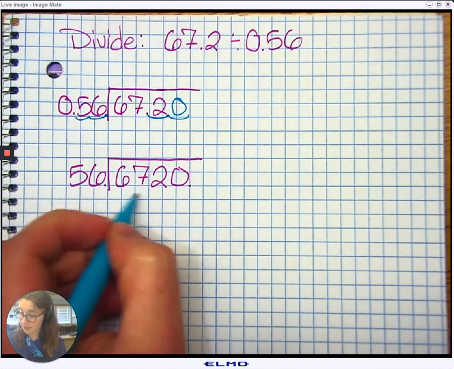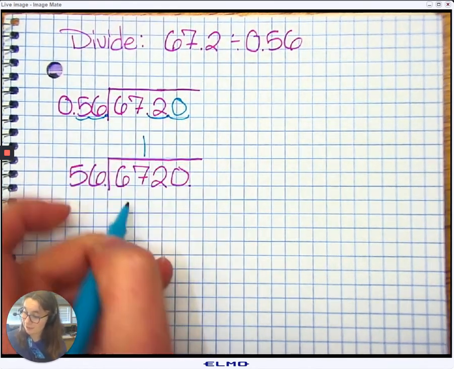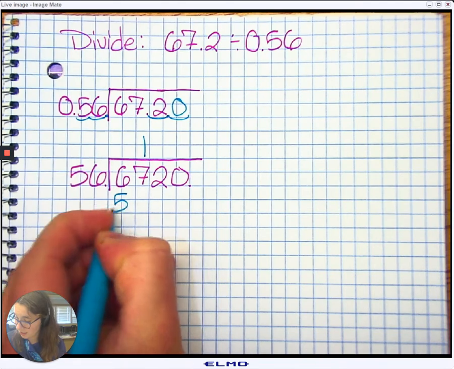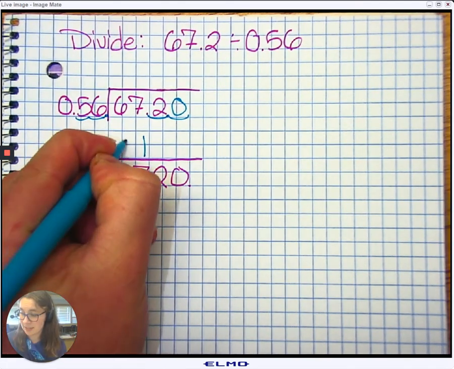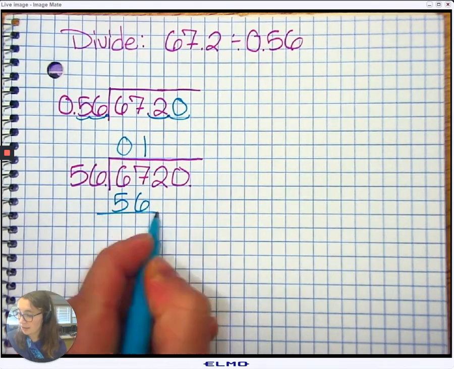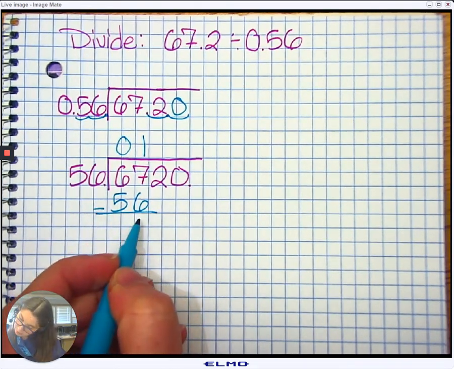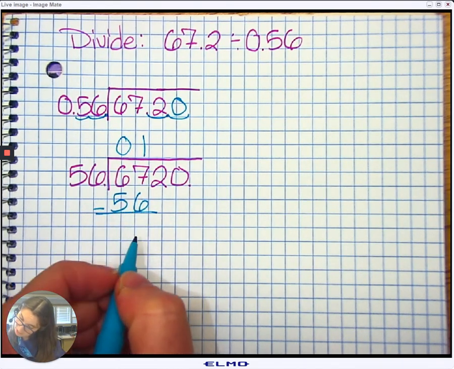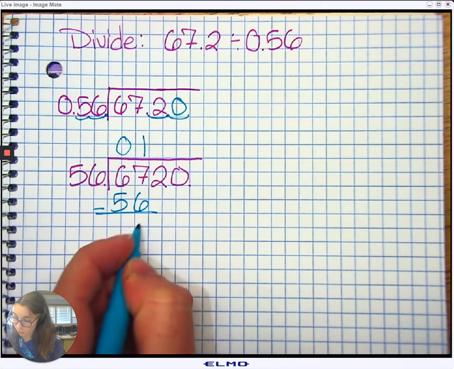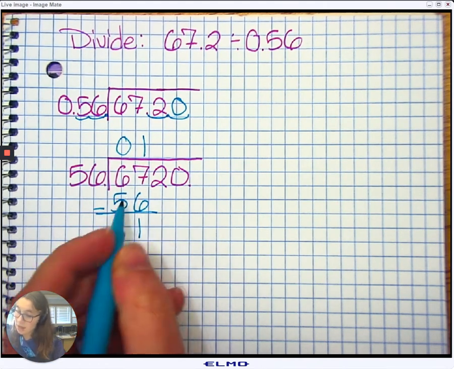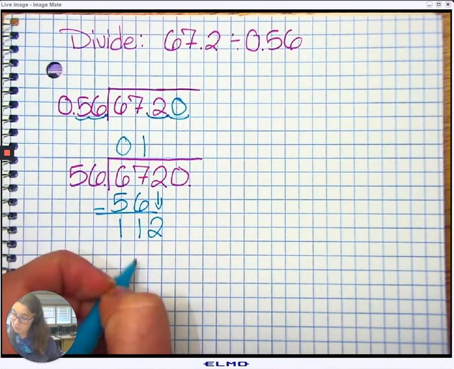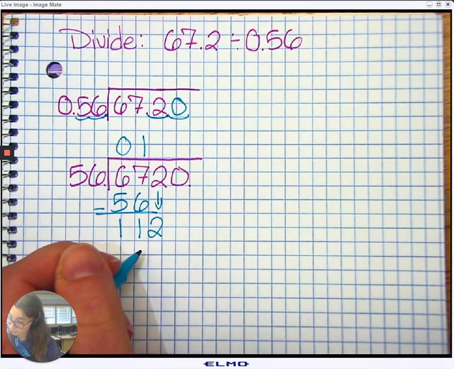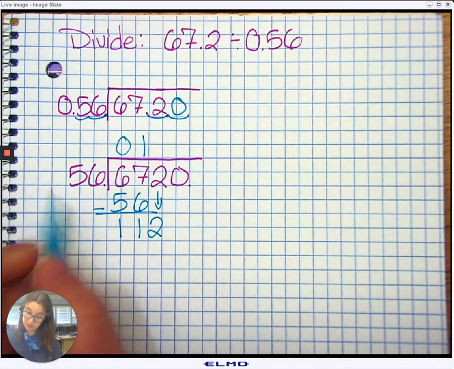56 goes into 67 1 time. Multiply 56 times 1 and I get 56. And that's because 56 doesn't go into 6. Subtract that. That's 4 plus 7 is 11. I suppose I could just go 1 and 1. That works too. And bring down my 2. 56 into 112. My goodness. That's division.